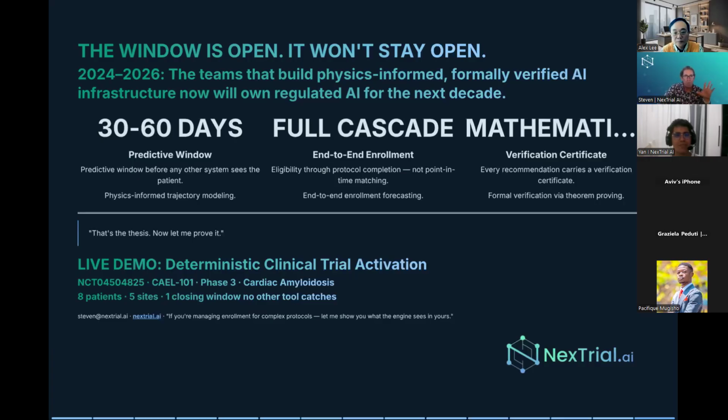So we spent the last 15 minutes on the framework. Now I'm going to spend the next 15 proving it works. I've loaded one protocol, 8 patients, and I'm going to show you, in a closing window, what every other patient matching engine on the planet would miss, and what happens when you catch it. Let me switch my screen here. Boom.